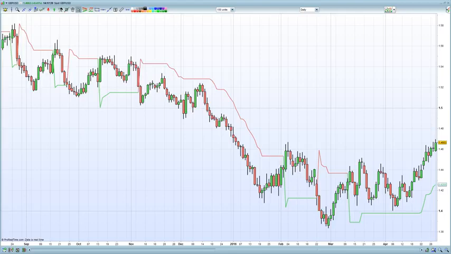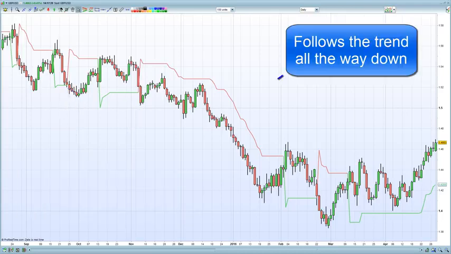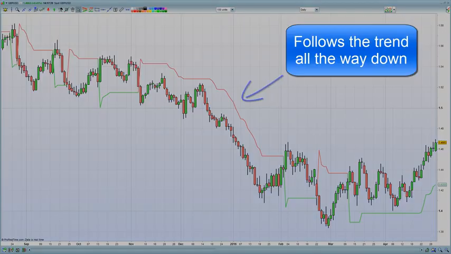For example, if the market is on a downtrend, indicated by red, wait for a green pullback and then re-enter the market once it turns red again. The same can apply in uptrending markets. Here we can see how this indicator accurately tracks market trends. It can be refined through the settings to match the specific instrument.